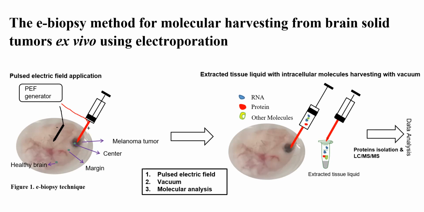Here, the E-biopsy method is presented. First, needles are inserted into the intact tissue. Here is the needle electrode in red, and here is the ground electrode in black. Then pulse electric fields are applied to permeabilize the cell membrane. Second, vacuum is applied on the needle to extract the cellular content. Third, the tissue extract is discharged from the syringe to the external buffer and subjected to standard protocols for molecular analysis.